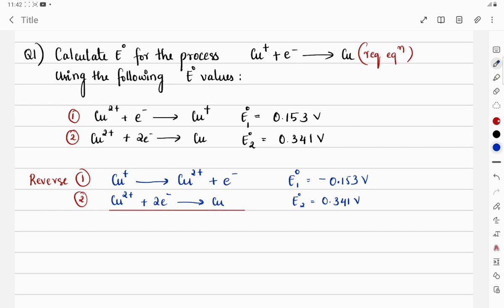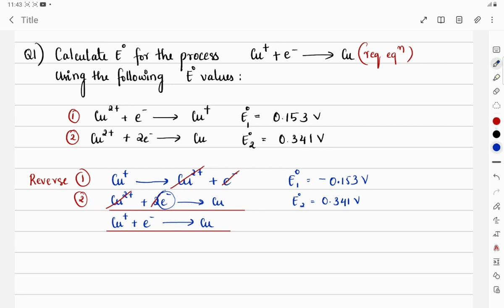Now let's try to add both of these equations and see whether we are getting the required equation. So we have one electron on both sides that will be cancelled, so here there will be only one electron left. Cu2 plus is common on both sides. So what is left? We have Cu plus and an electron, which is pending here, giving Cu. If you compare the required equation and this one, they are both the same, which means we have used the two given equations to get the required equation.